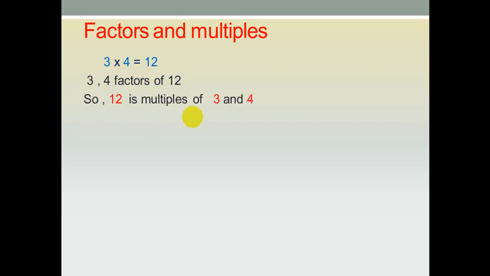Here, multiples. If I have 3 times 4, we said 3 and 4 are factors of 12, and 12 is a multiple of 3 and 4, and divisible by 3 and 4. 3 and 4 are factors of 12, so 12 is a multiple of 3 and 4.